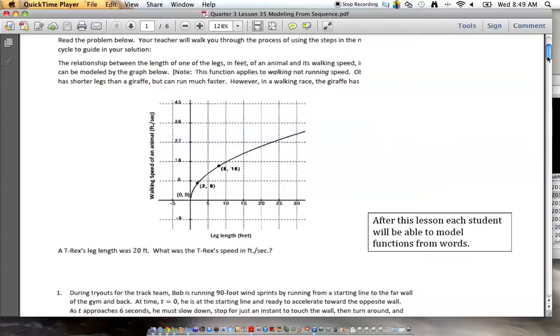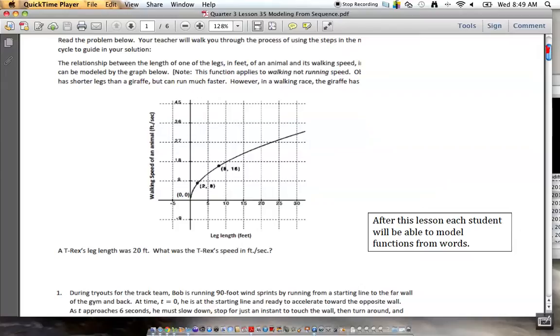The relationship between the length of one of the legs and feet of an animal and its walking speed can be modeled by the graph below. Notice the function applies to walking speed, not running speed. However, in a walking race, the giraffe has a big advantage. A T-Rex's leg length was 20 feet. What was the T-Rex's speed in feet per second?